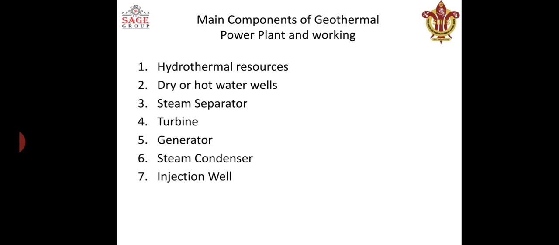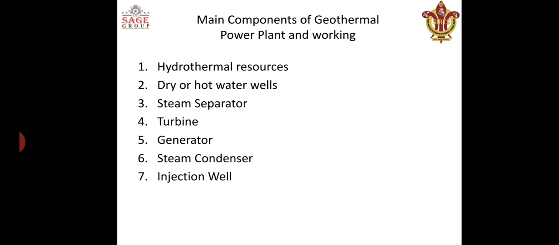Now, the main components of the geothermal power plant are: hydrothermal resources. Second, dry or hot water wells. Third, a steam separator. Fourth, a turbine. Fifth, a generator. Sixth, a steam condenser. And last one, the injection well. So one by one we will discuss all the components and their working.